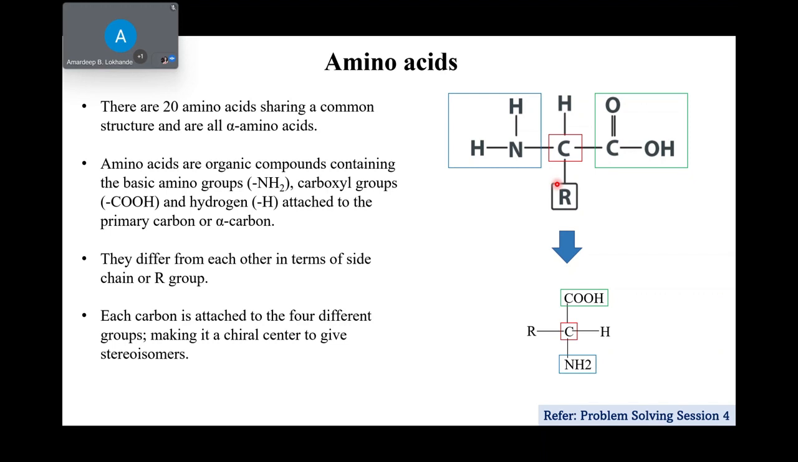So this tRNA will read these codons based on the presence of the anticodon, because the anticodon is what will read these codons, or the bases here. So the anticodon is present in the transfer RNA.